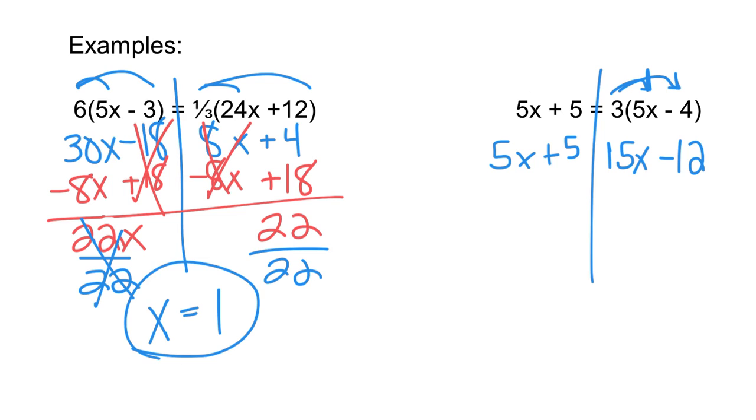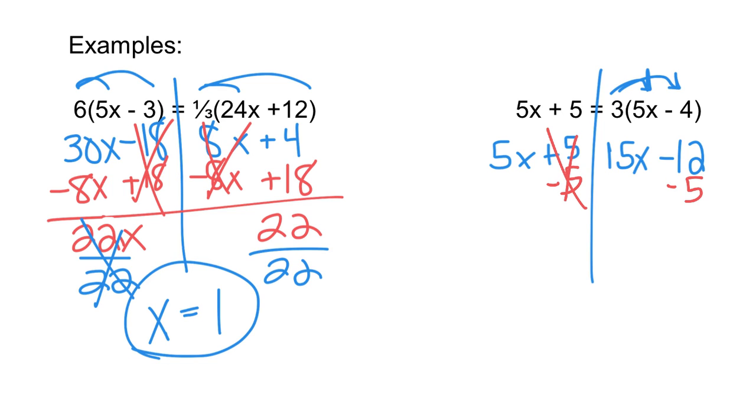Now, again, this is a good place to look and see if you're going to have a solution or not. So I have different x's. That means there is a solution. So I'm going to keep working this. So I want my letters on the left. So this plus 5 that's right here needs to go. If I subtract 5 from here, I'm going to subtract it from here.